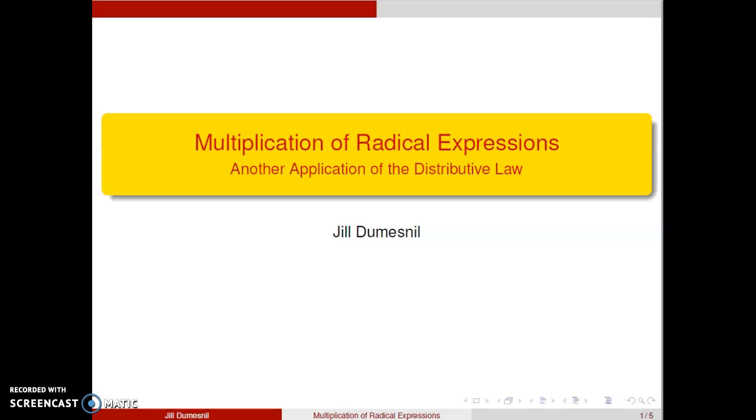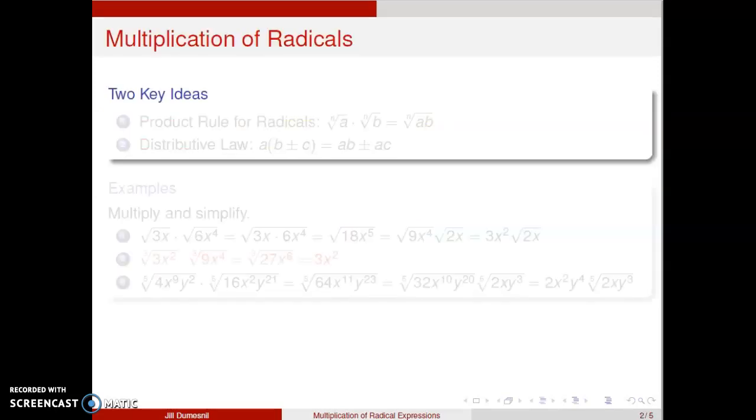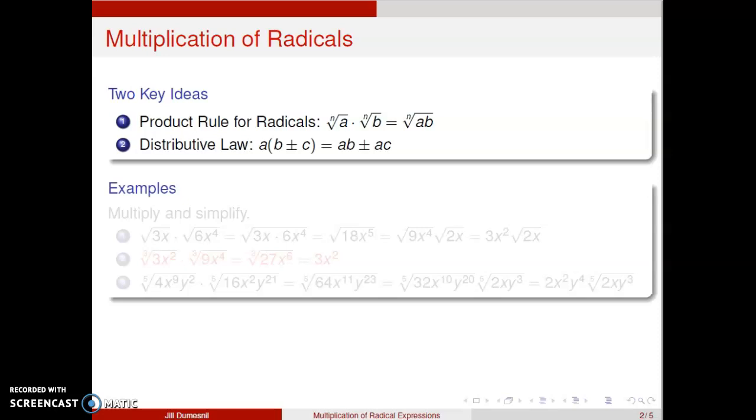To multiply radical expressions, we use two key ideas. One is the product rule for radicals, that the product of nth roots equals the nth root of the product of the radicands. The second key idea is the distributive law. Let's consider a few examples. Instructions will be to multiply and simplify, or something similar.